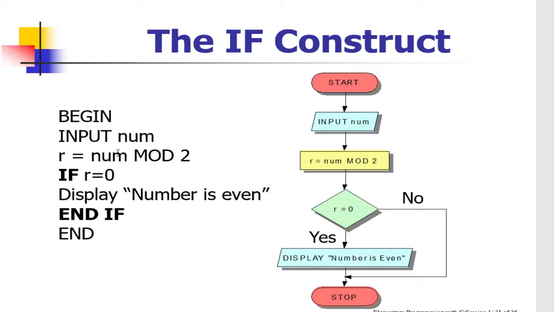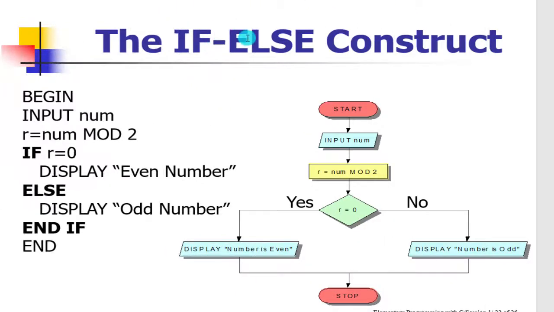Now let's see where we have two possible paths. Now here we have two possible paths. We prompt the user for the number, then we do the modulus, and once we do the division, we assign the remainder to R. We check if the remainder is 0 and we inform the user that that is an even number. Else, we tell the user that that is an odd number.